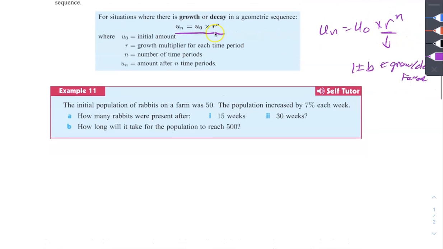So we're going to do our first example here. The initial population of rabbits on a farm was 50. The population increased by 7% each week. How many rabbits were present after 15 weeks? 30 weeks? How long would it take for the population to reach 500?